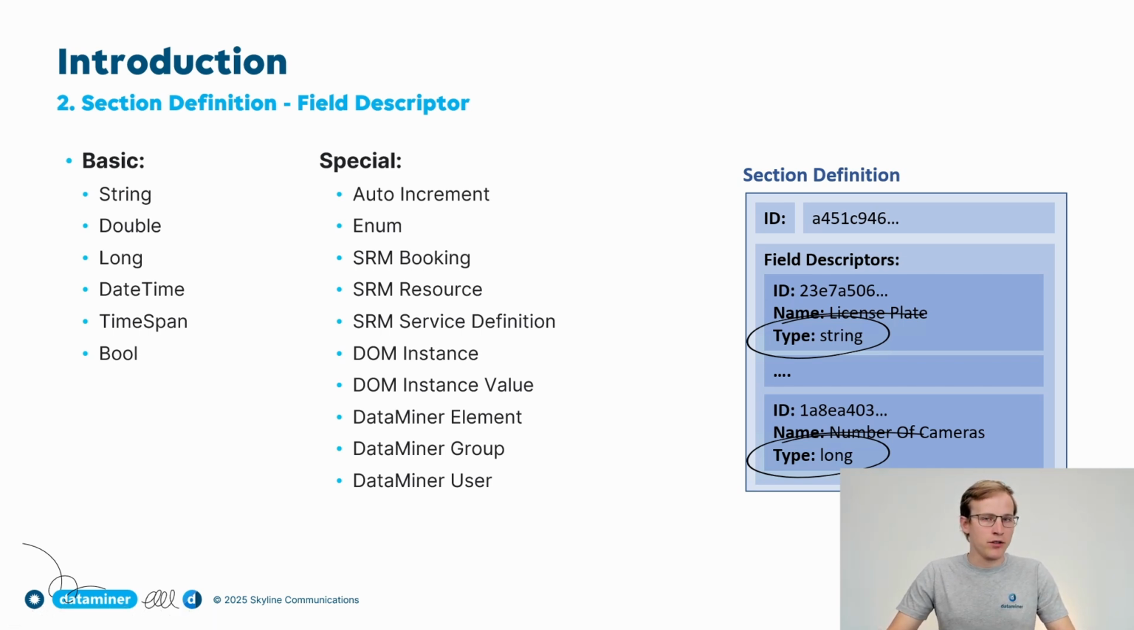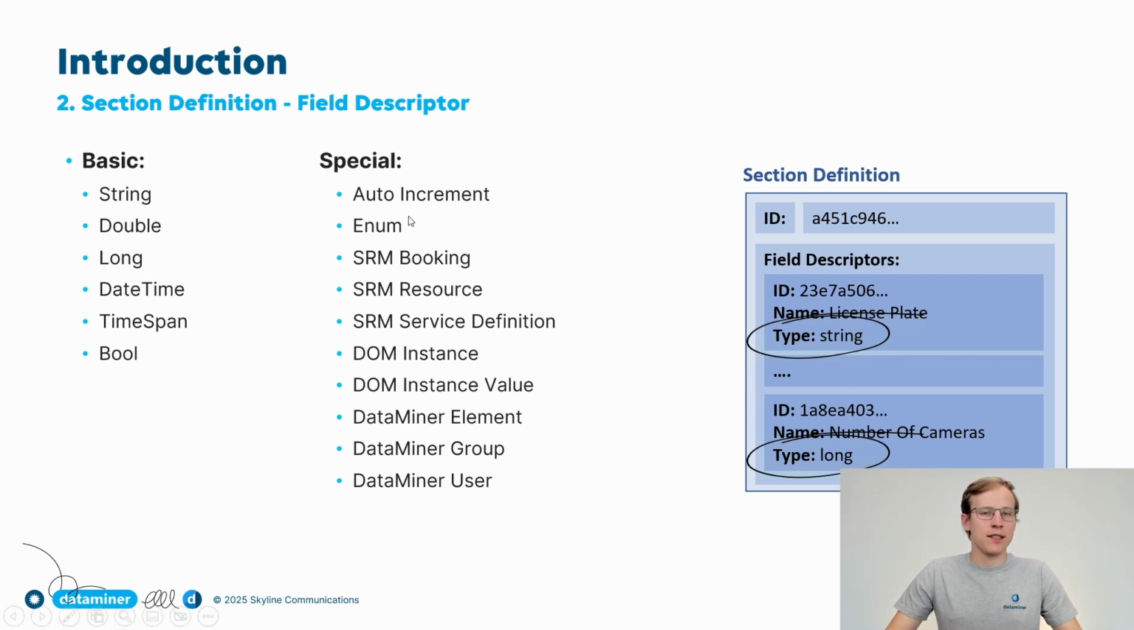Those are the basic fields, but we also have special fields. The first one is the auto increment, a field descriptor which will automatically generate a new value for you every time you save a new instance. For example, you could use this in the context of a vehicle to generate a human-readable identifier for your vehicle. Every time you store a new vehicle, it will increment the number for you. So the first save will be 1, the next one will be 2, and so on.